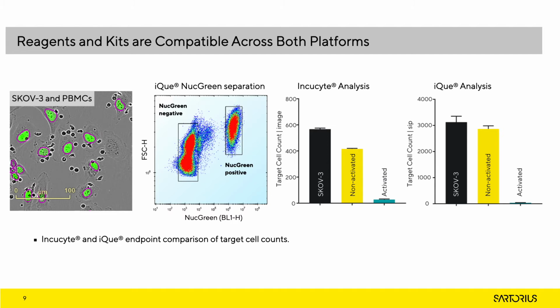When these results are compared, we can see that the trends are comparable, where activated PBMCs resulted in a significant drop in target cell counts when compared to non-activated PBMCs or target cells grown in monoculture. So, although the two instruments use completely different methods of detection and quantification, this data shows that the two can confidently be used to study the same biology.